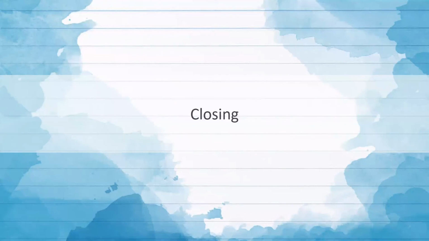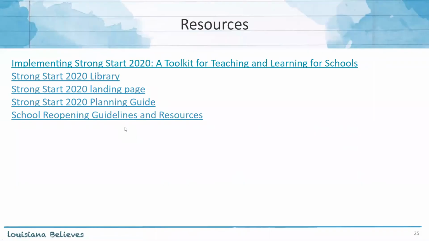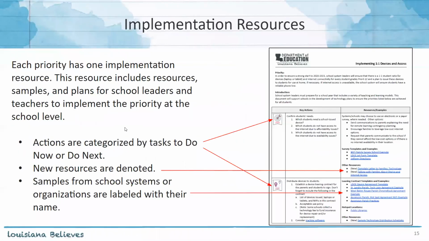We have a question about the templates within the resource. So each priority has one link. So implementing assessment and learning plans, implementing one-to-one device and access, implementing professional development. That one document will bring you to, and actually I'll show you, I'll pull this back up in case you all missed this, will bring you to that resource, which looks like this. Within each of the resources, all of the links to templates, sample school system plans, resources will all be on that one document.